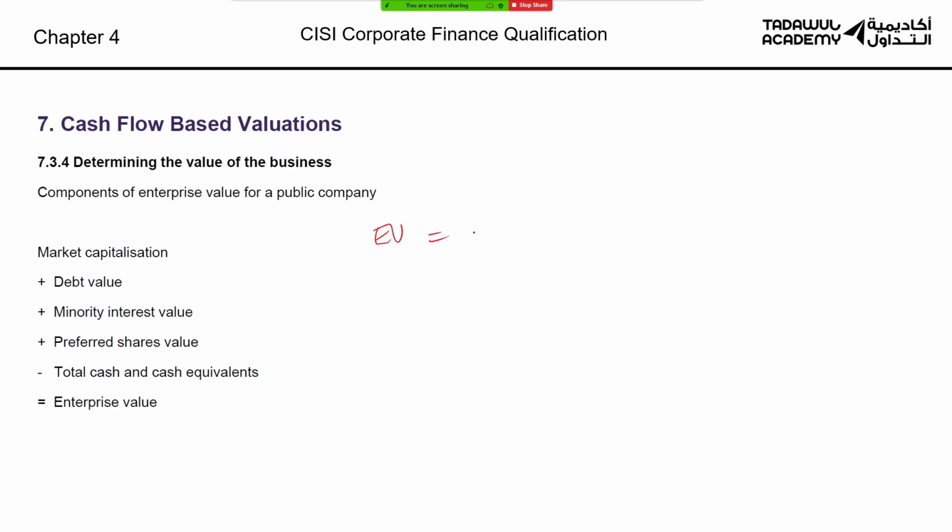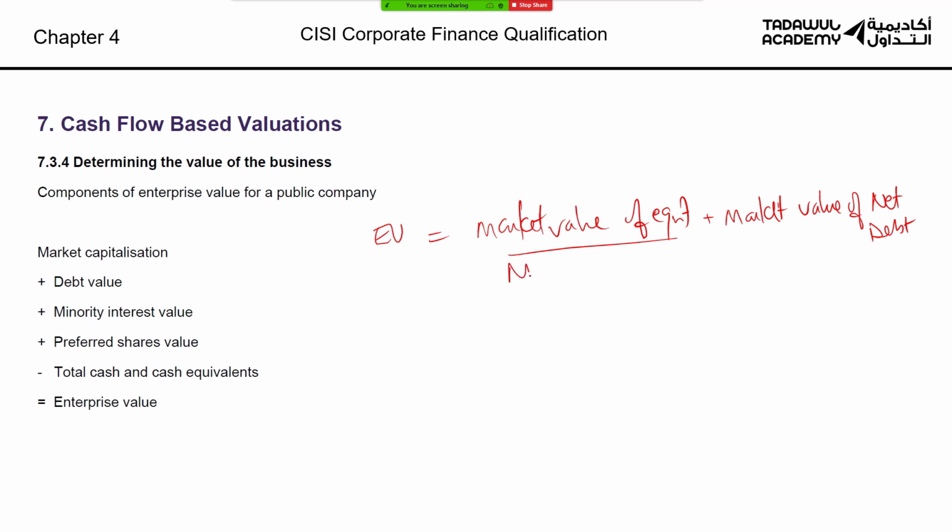The enterprise value equals the market value of the equity plus the market value of the debt, net debt. So for the equity, don't forget the minority interest and don't forget the preference shares. For the debt, always look at the net debt, which is the total debt minus cash.